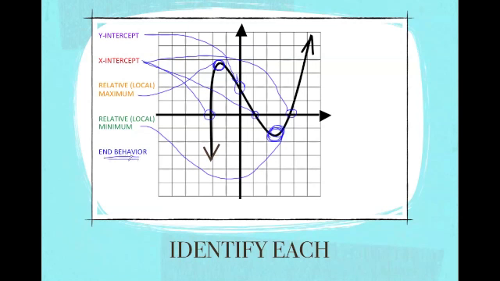The end behavior is indicated by which direction the ends of the graphs are going. In this case, the left side is going to negative infinity and the right side is going to positive infinity.